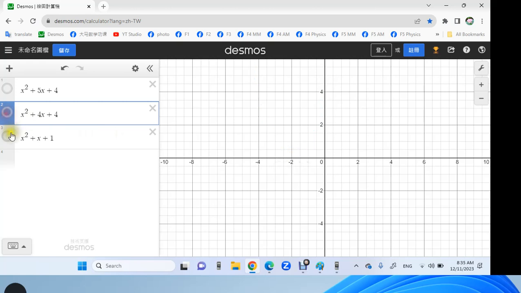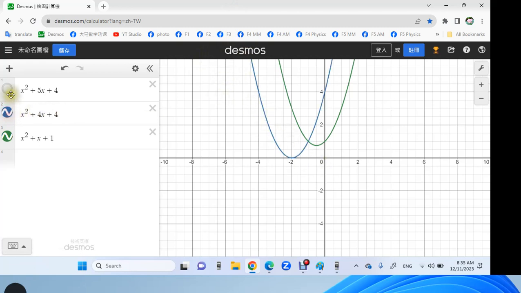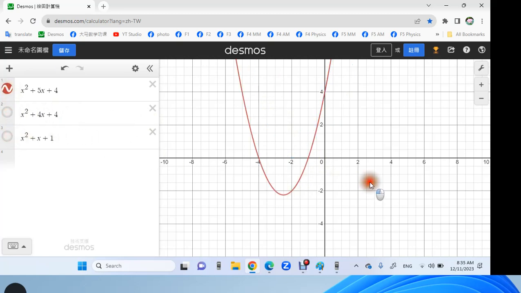So for the last one, actually they don't touch the x-axis. So we will say that it is no real root. You cannot say that there is no root. It is no real root, because what we have here is an imaginary root. What is an imaginary root?